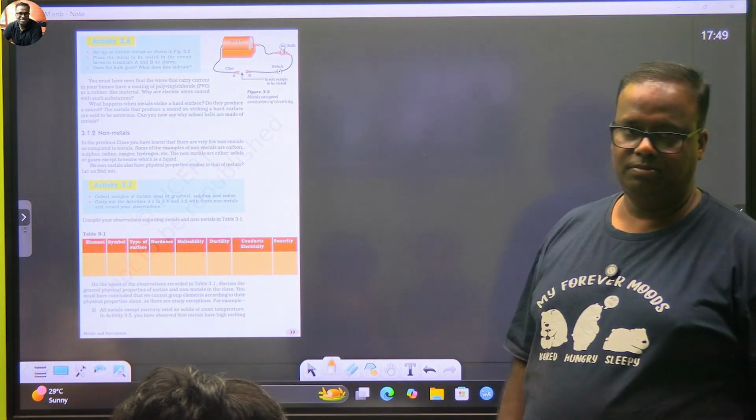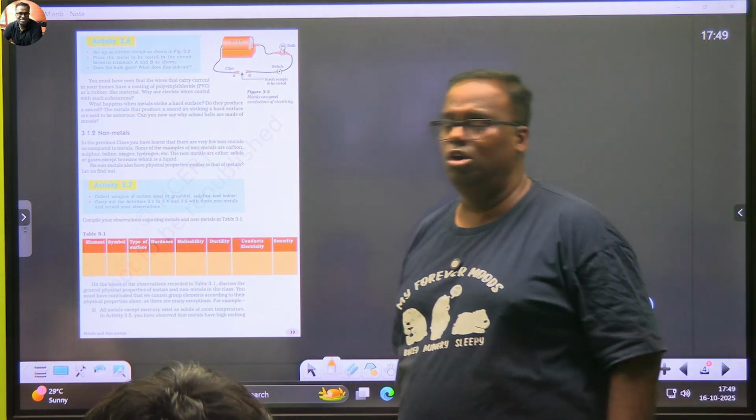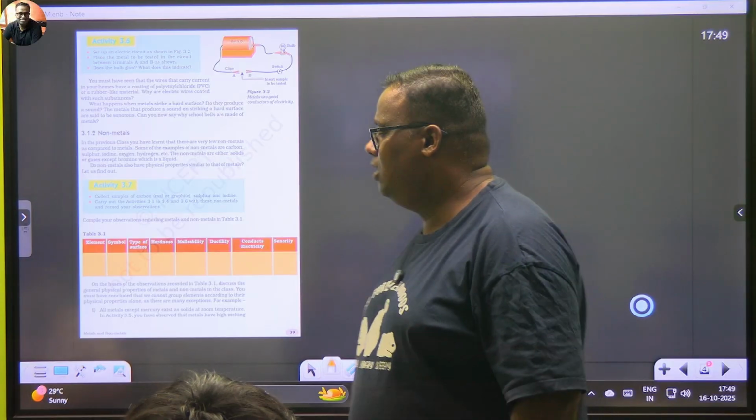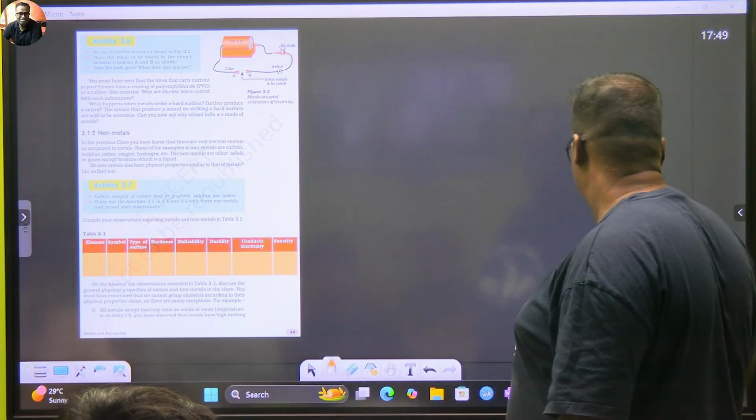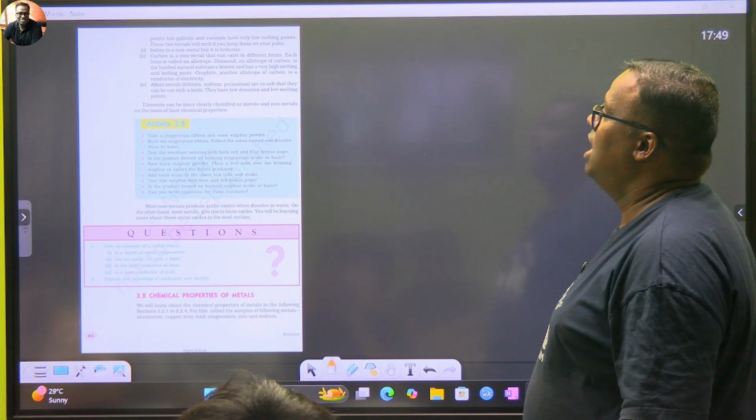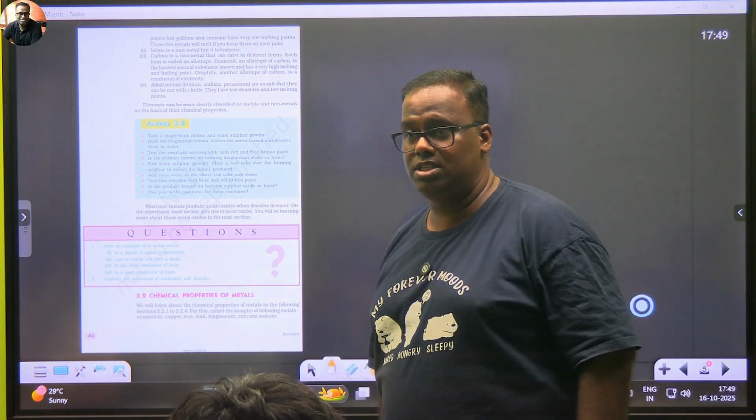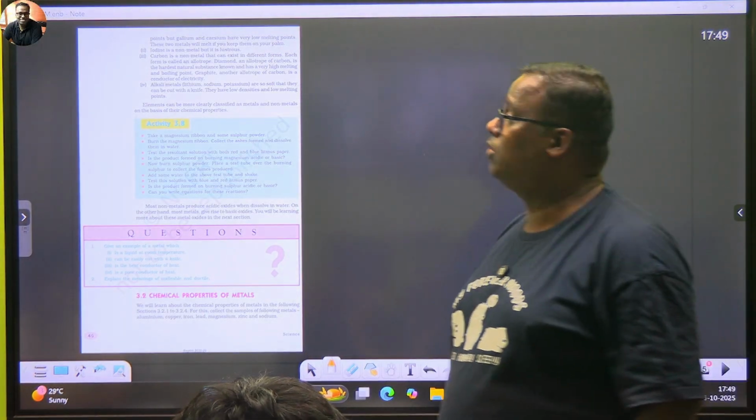Clear? Now we talk about non-metal. So in non-metal, carbon-rich compounds we have seen. Let's see about non-metals. Iodine is a non-metal, but it is lustrous. These are exceptions, which you should remember. They will ask you a 1 mark question.